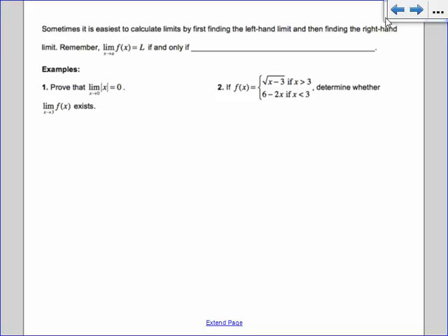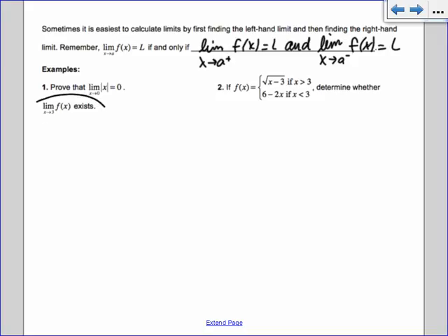All right, so sometimes it's easiest to calculate limits by first finding the left-hand limit and then finding the right-hand limit, or by graphing. Remember that the limit as x goes to a of f of x equals L if and only if the limit as x goes to a from the right of f of x equals L, and the limit as x goes to a from the left of f of x is equal to L as well. So you have to have your right and left-hand limits going to the same y value.